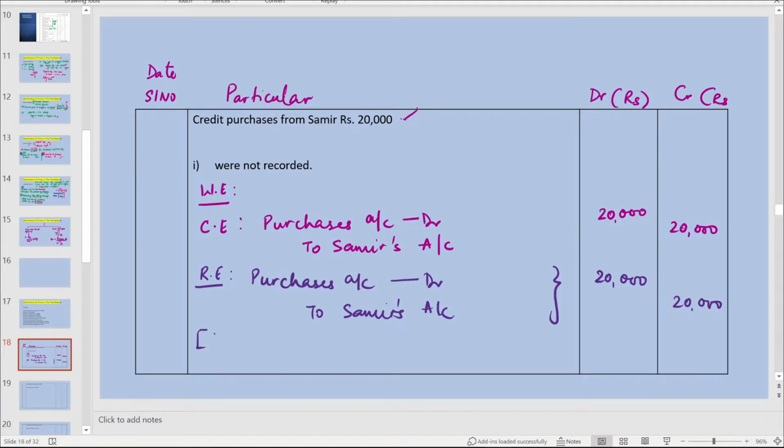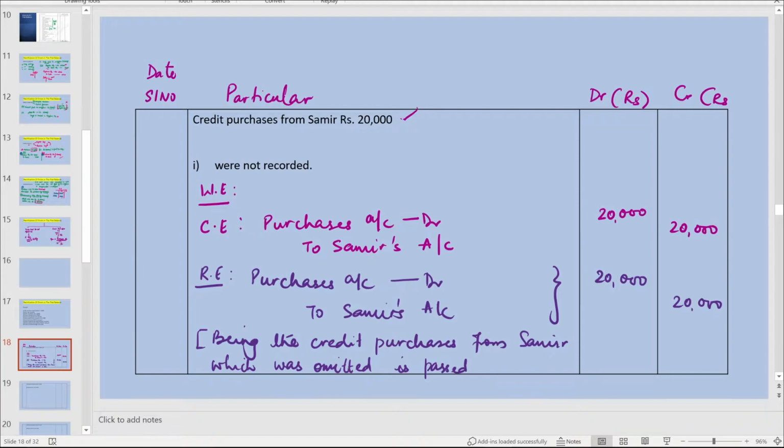And the narration you can write is being the credit purchases from Samir which was omitted is passed now. Okay, in whatever narration, any words you can write, it doesn't matter as long as the message reaches across. Or you can just write being the rectification entry passed for the transaction missed. Let's go to the next one.